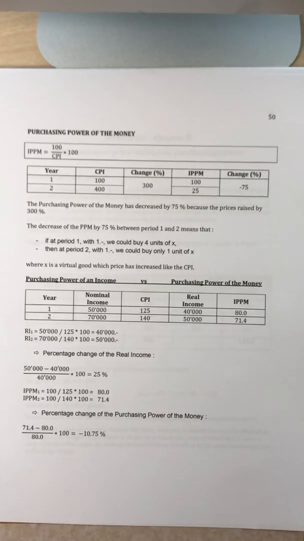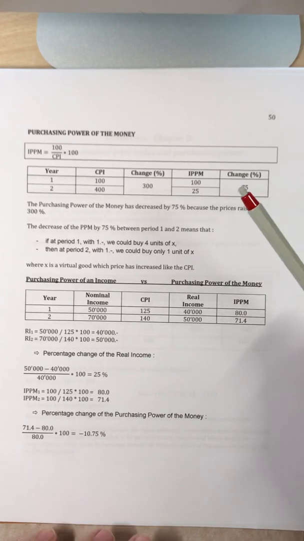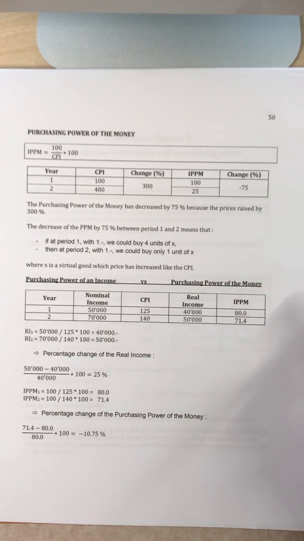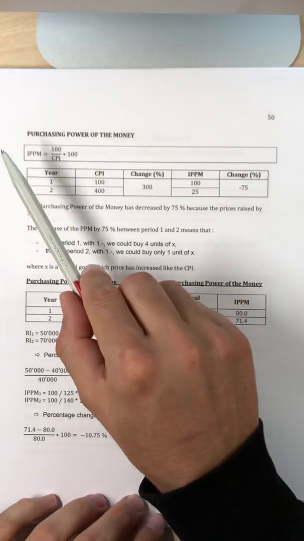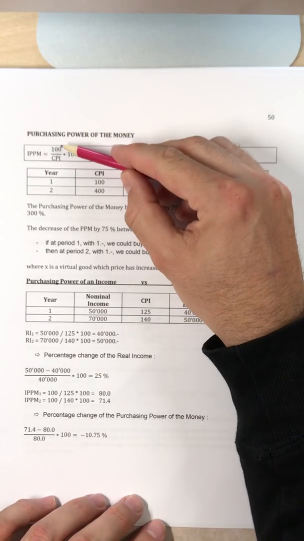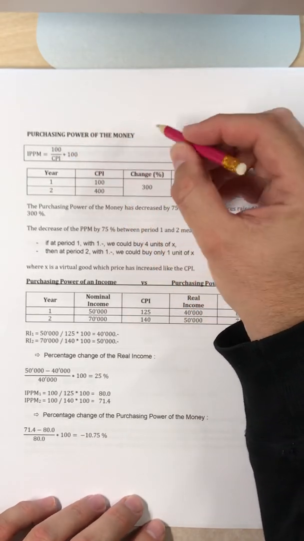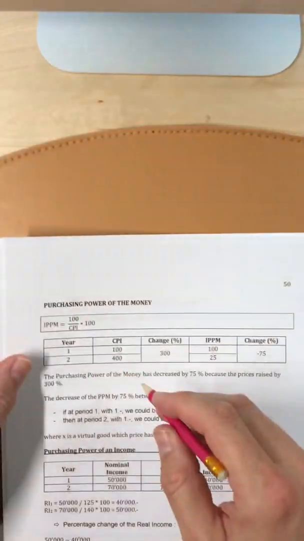And now the last page, page 50, we talk about purchasing power of money, pouvoir d'achat de la monnaie. Another very simple formula, it's this one: IPPM is equal to 100 over CPI times 100. And what is the meaning of IPPM? I will write that here.